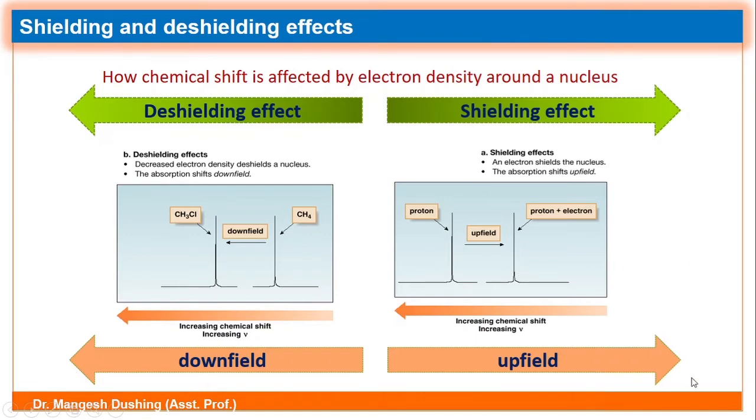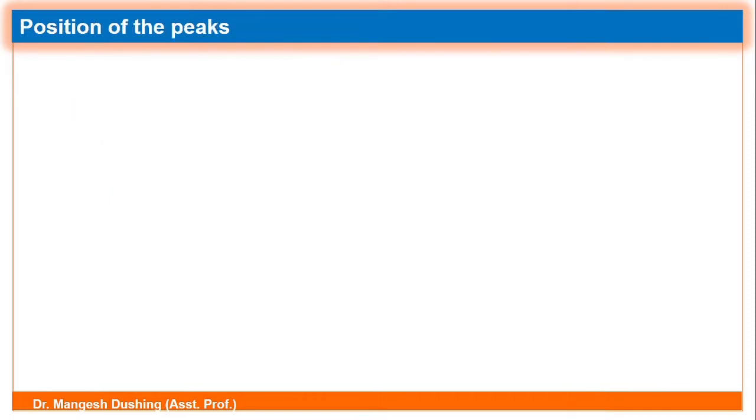So in this way, shielding and de-shielding shift the peaks towards the left hand side as well as the right hand side. That depends upon the shielding effect or de-shielding effect, that depends upon the electron density around the proton. If electron density around the proton is high, then that peak shifts towards the upfield, giving a peak towards the right hand side. But if those protons are de-shielded, then the peak shifts towards the downfield, left hand side. So this is the brief idea of the de-shielding effect as well as the shielding effect.